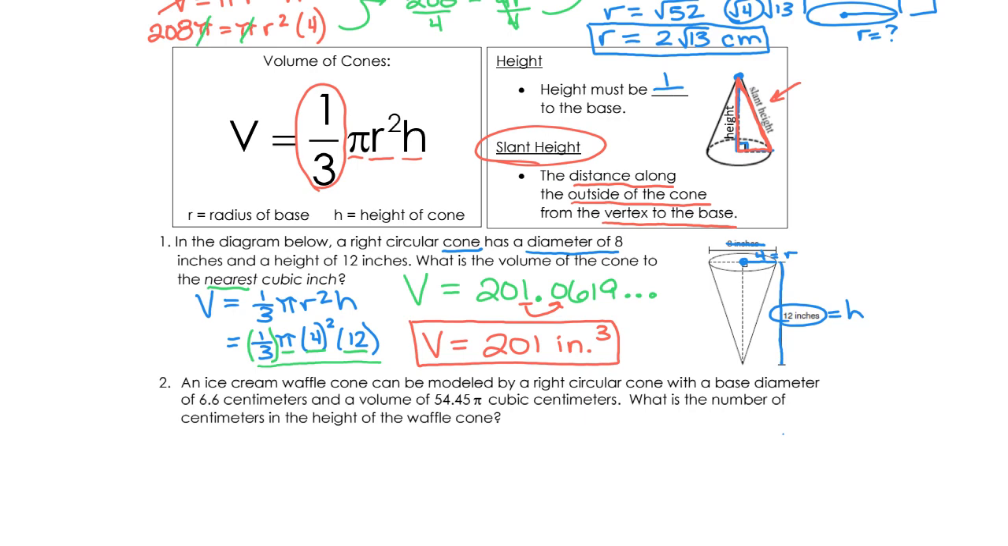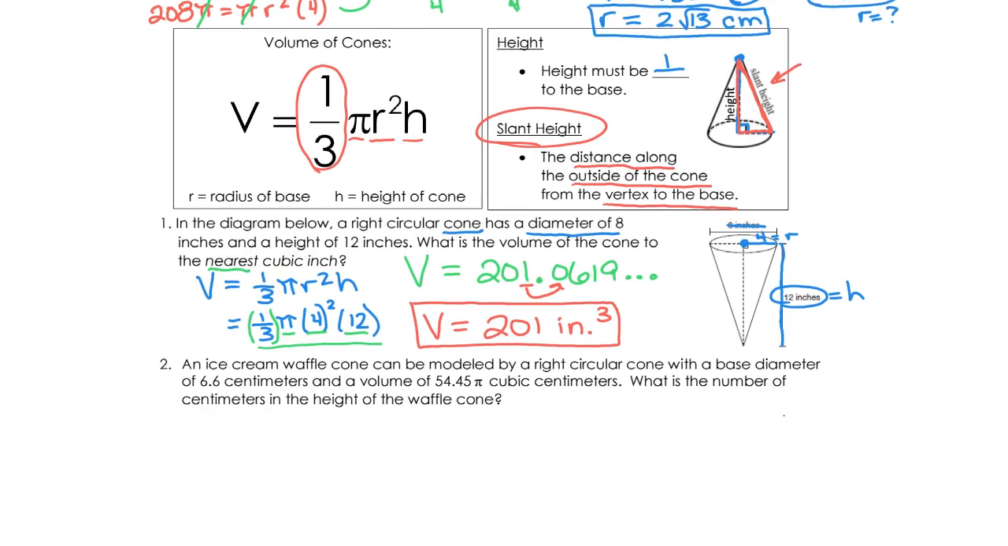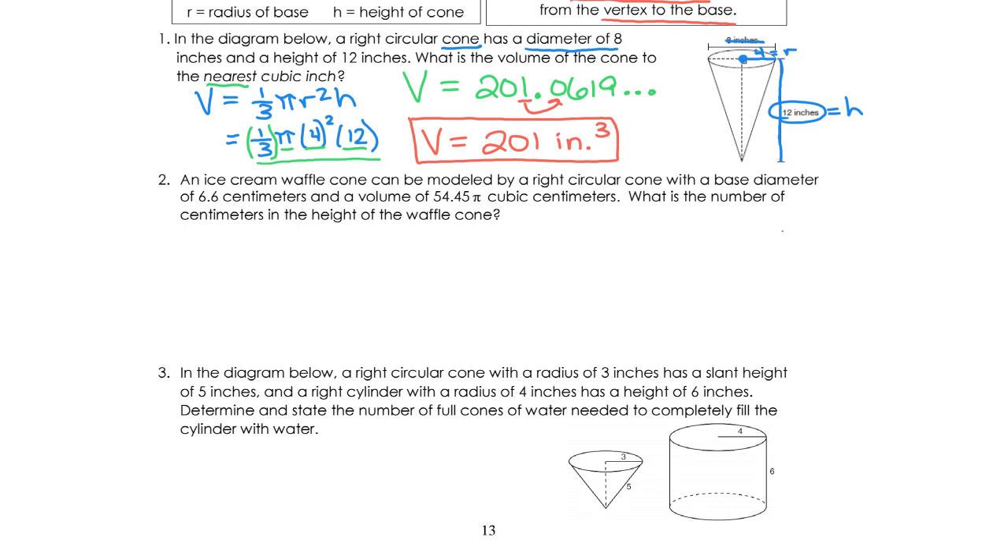All right, let's take a look at number 2. Number 2 says that we have an ice cream waffle cone that can be modeled by a right circular cone with a base diameter of 6.6 centimeters and a volume of 54.45 pi cubic centimeters. What is the number of centimeters in the height of the waffle cone?